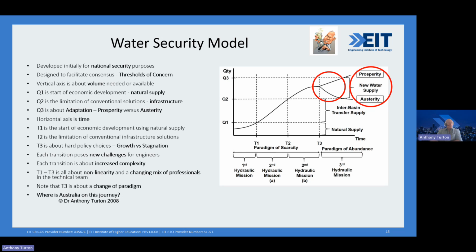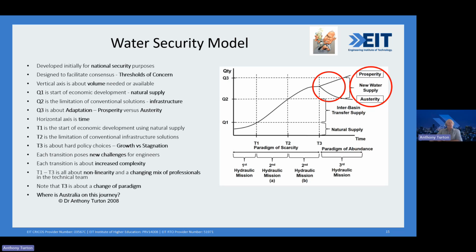The horizontal axis, I've mentioned that. Time: you start at time one just developing your early water supplies and your basic infrastructure, typically dams and pipelines and pump stations. And as the dams get bigger and the pipelines get longer and the pumps get more sophisticated, you reach a point in time at T2 when you can no longer supply with dams and pumps and pipelines, and you now start having to make these hard choices.